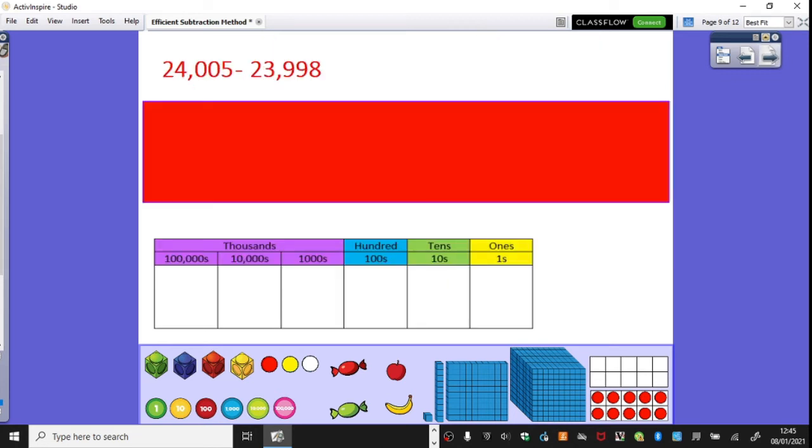Now finally then, this is one we haven't looked at for a little while, but I want you to look really closely at these two numbers, 24,005 and 23,998. Now on the surface, you think, oh, column method, there's going to be some exchanging going on there, that's quite tricky. But if you look closer actually, you can do something called finding the difference. And the reason why is because these two numbers are very close together, and if you place them on a number line they would be very close together.